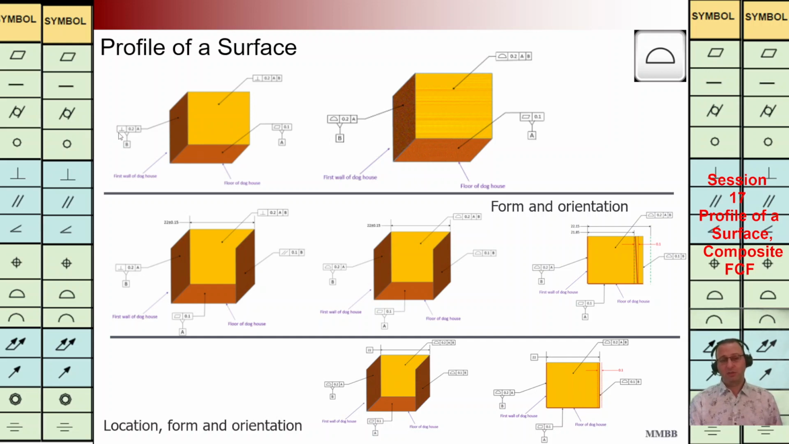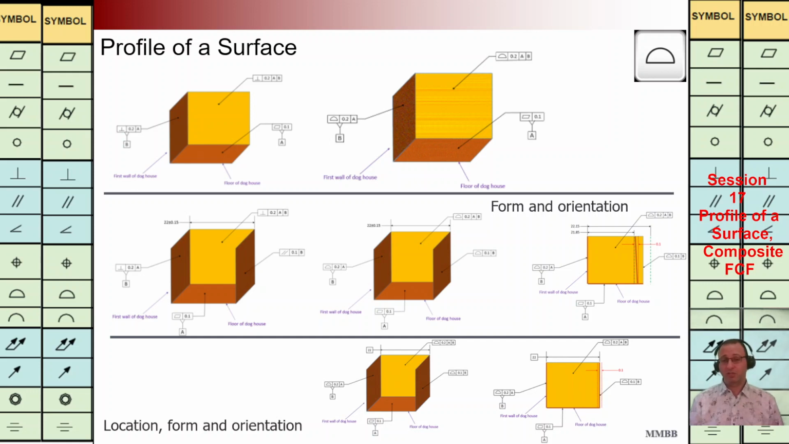Whenever we have perpendicularity, it means we have two perpendicular planes and the distance between these two perpendicular planes to be 0.2. And here we have the surface profile symbol. It means we are going to have two parallel surfaces with the same shape as the original one. The original one was perpendicular to plane A. It means these two planes will be perpendicular to A.